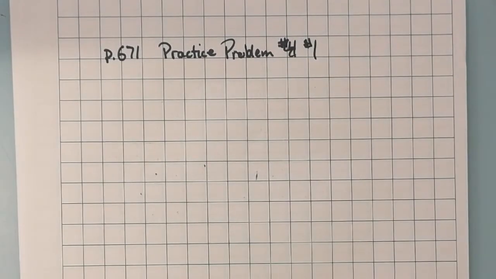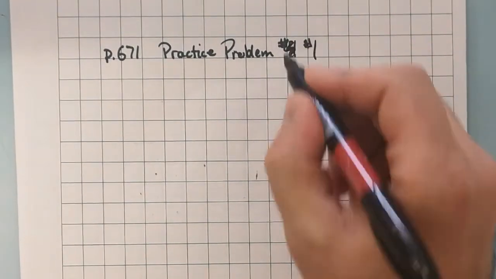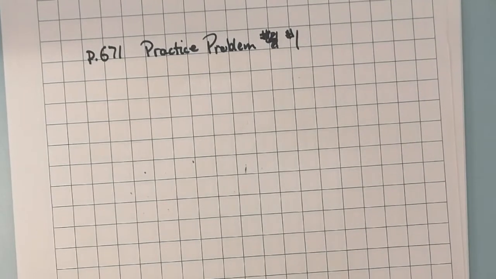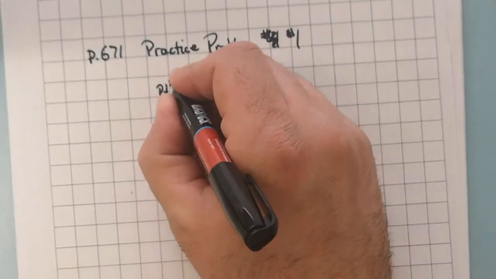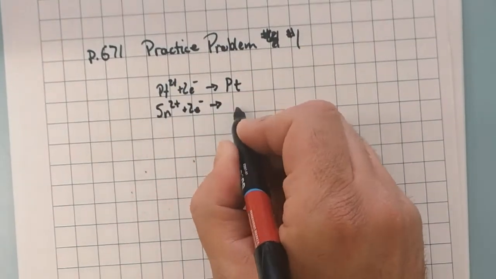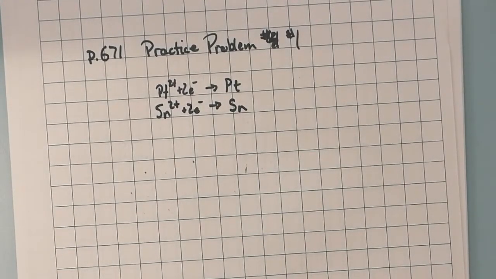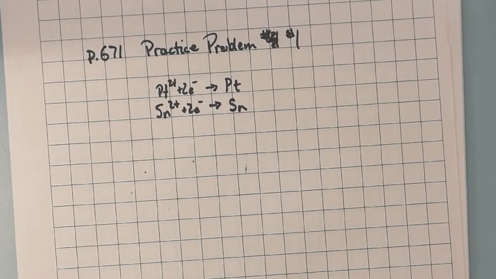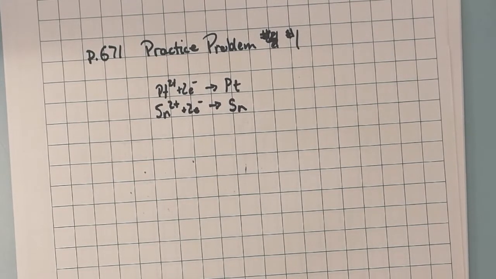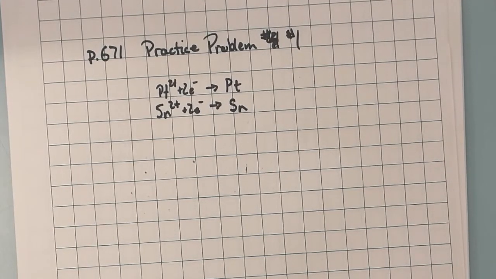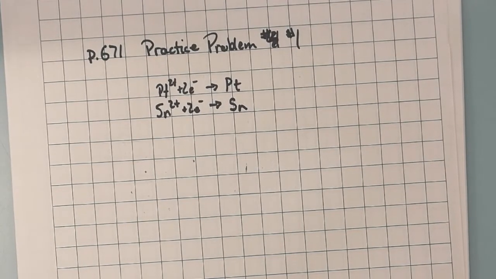All right, let's do practice problem number 1. In practice problem number 1, we're given that two possible half reactions can occur. To figure out which one is more likely, we need to look up these values in our standard reduction potentials table, table 21-1, on page 667.